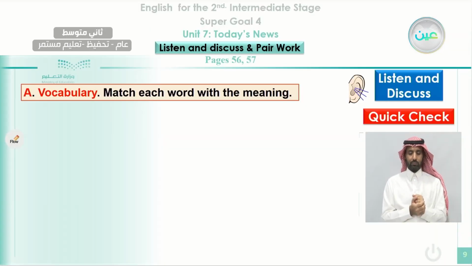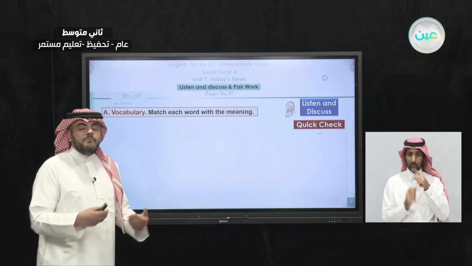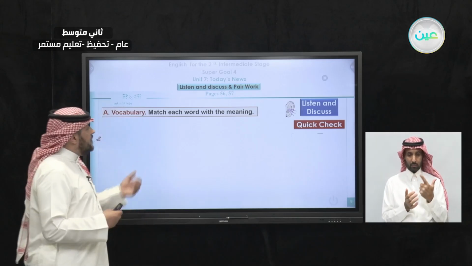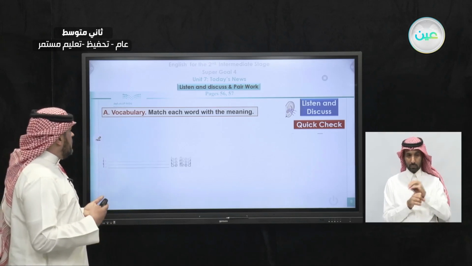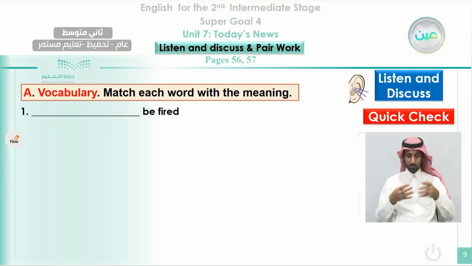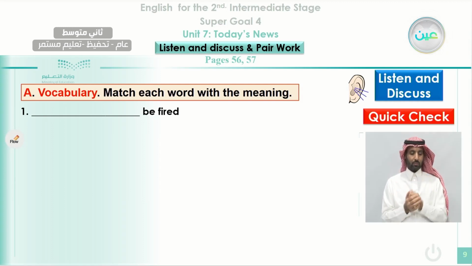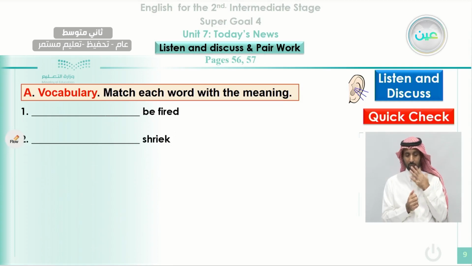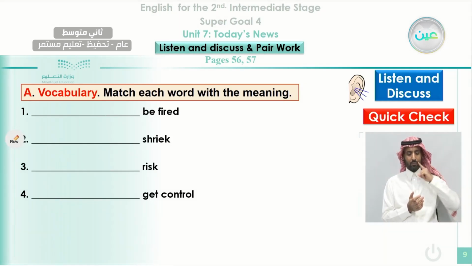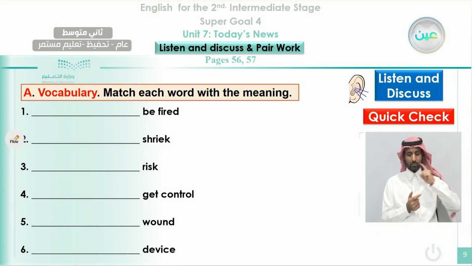Okay, now let's also find out about the questions that we are going to answer when we read 3 passages. We're going to read 3 passages, and these 3 passages will tell us about the main theme of this unit, which is Unit 7, under the title Today's News. We're going to match some words from the text that we are going to read to some other words. Like here: be fired, shriek, risk, get control, wound, and device. You can find out about the meaning of these words from the text that we are going to read in the coming slides, inshallah.